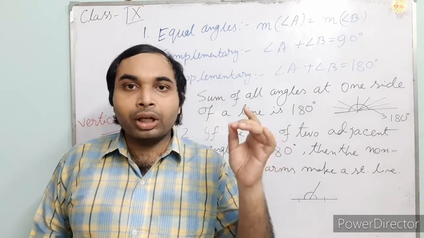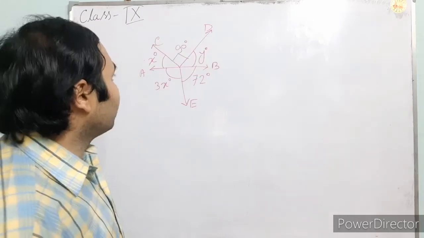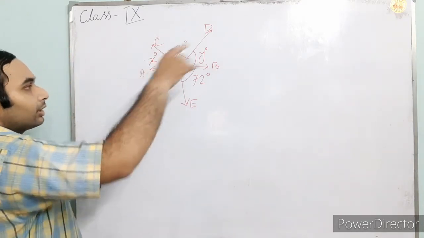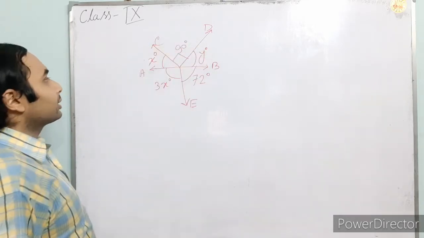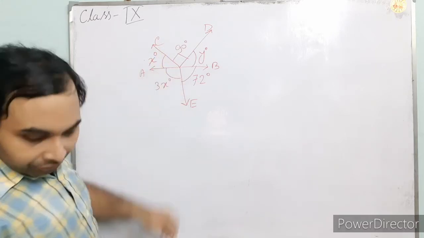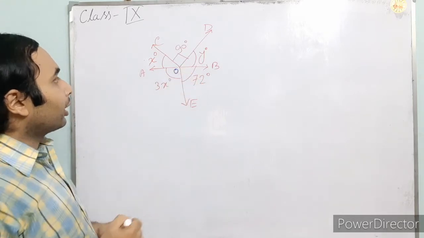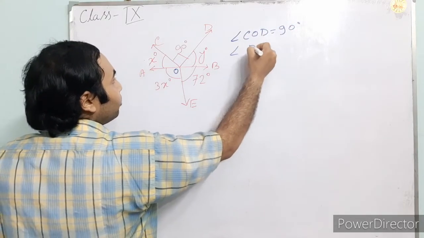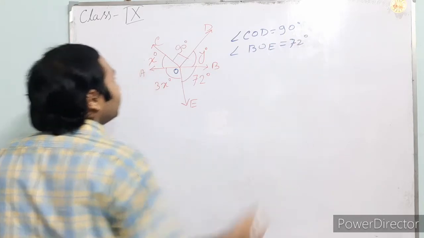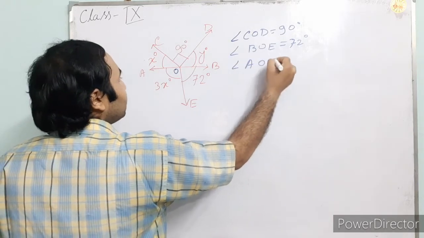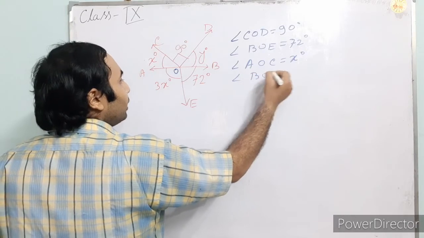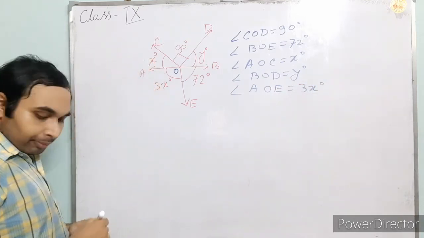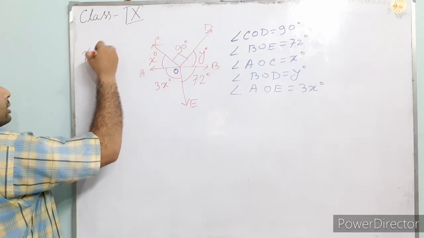So let us solve one example and then we will finish today's class. Students, this is one example. Here some lines and rays are there and make some angles. Some values are given. If I name this as O, that is the vertex, then angle COD is given 90 degrees, angle BOE is given 72 degrees, angle AOC is given X degrees, angle BOD is given Y degrees, and angle AOE is given 3x degrees. You have to find the values of X and Y.